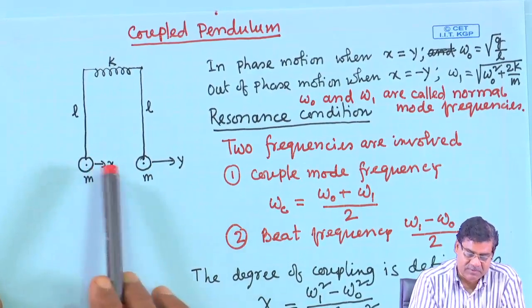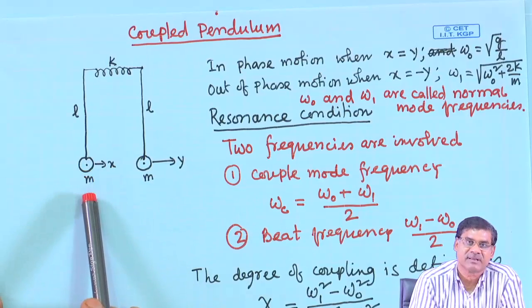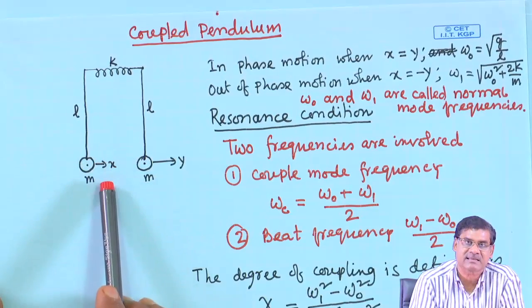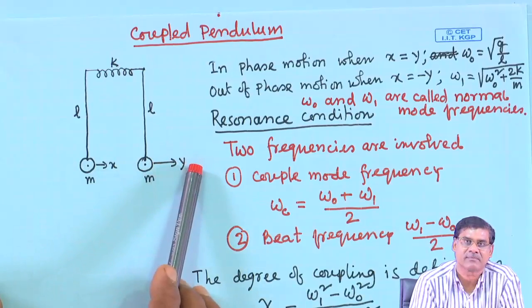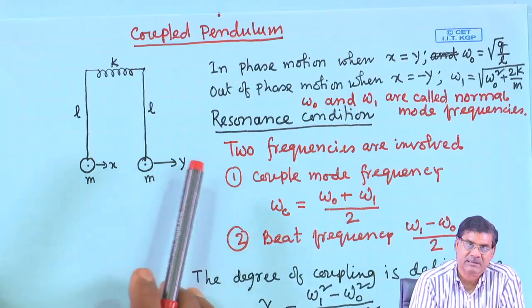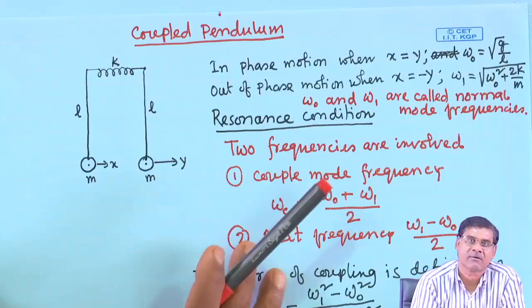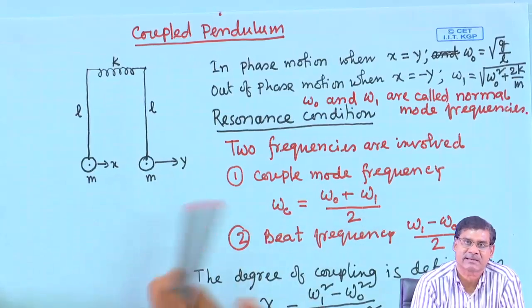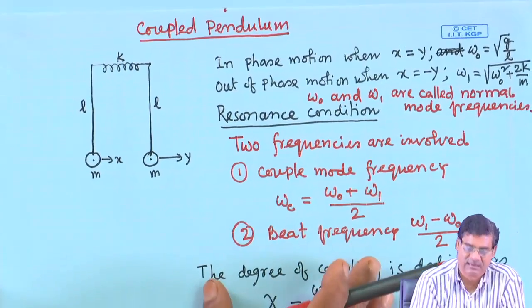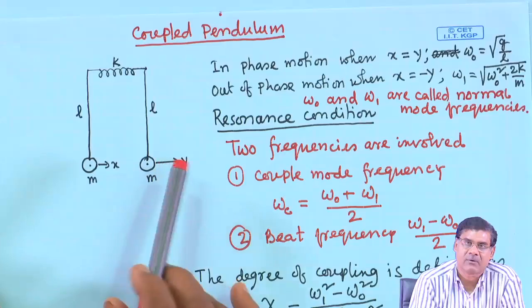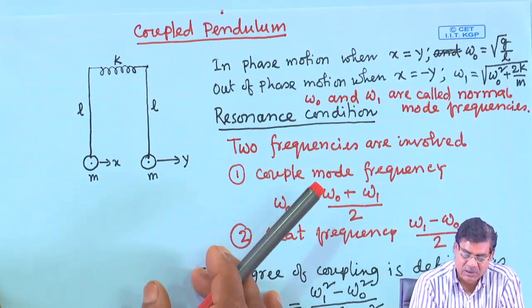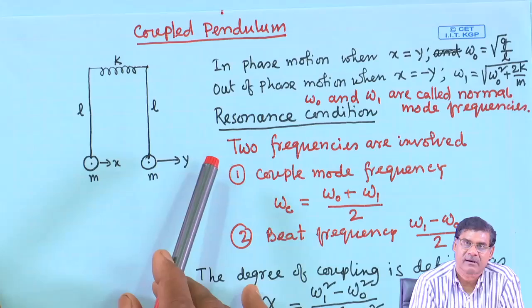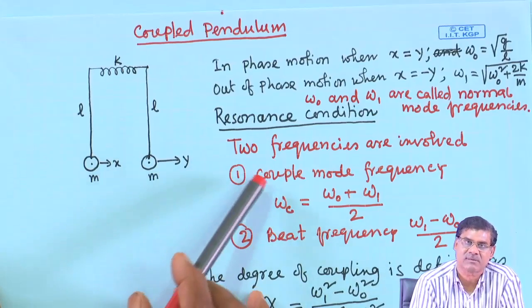The displacement of this bob, this mass, say is x, and the displacement of the other one is say y. Okay. So, we will get coupled equations. Now, you have to decouple them, etc., etc. So, that we have discussed. Basically, what we will see is that we will get three types of motion.